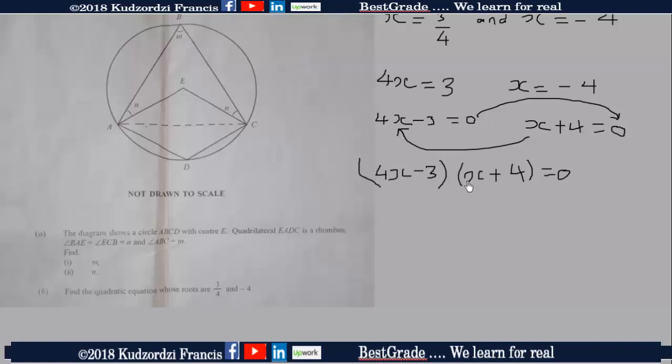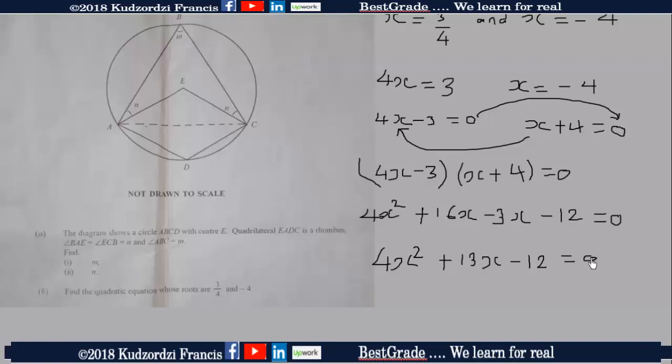So now we have to expand. 4x times x will give us 4x squared. Then 4x times 4 will give us plus 16x. Now negative 3 times x will give us minus 3x. Then negative 3 times 4 will give us minus 12 is equal to 0. So this is very easy to do. Now let's simplify. We get 4x squared plus, now 16 minus 3 is 13, plus 13x minus 12 is equal to 0. So this is actually the equation that we are looking for.